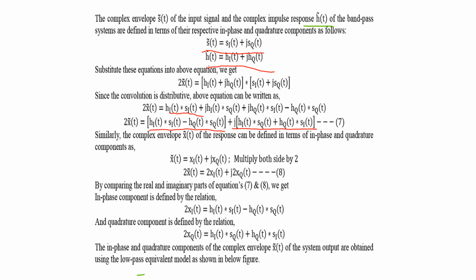and plus j times hi of t convolved with sq of t plus hq of t convolved with si of t. So we got the term hi of t convolved with si of t minus hq of t convolved with sq of t. Now we can rewrite this as xi of t, and the other part in terms of j, that is j xq of t. So now what is 2 x tilde of t? It is 2 times xi of t plus j 2 times xq of t.